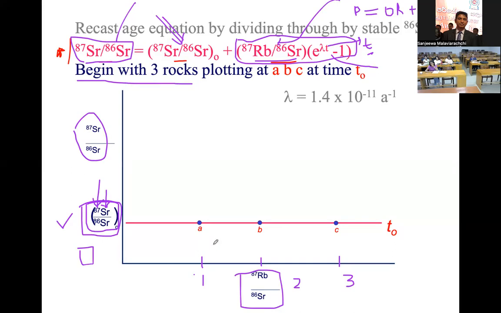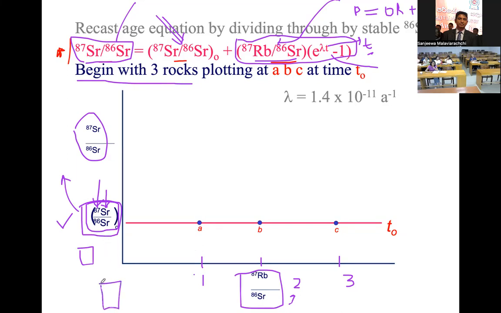Because they are three rocks, the amounts of rubidium entering during the crystallization process is different, but the strontium ratio is not changed during the crystallization process. We take the initial amount of strontium available there. Of course, strontium will also be changing in these three rocks like rubidium, but we are not bothered about that. We take only the daughter amount which was available at the time of crystallization in the source.